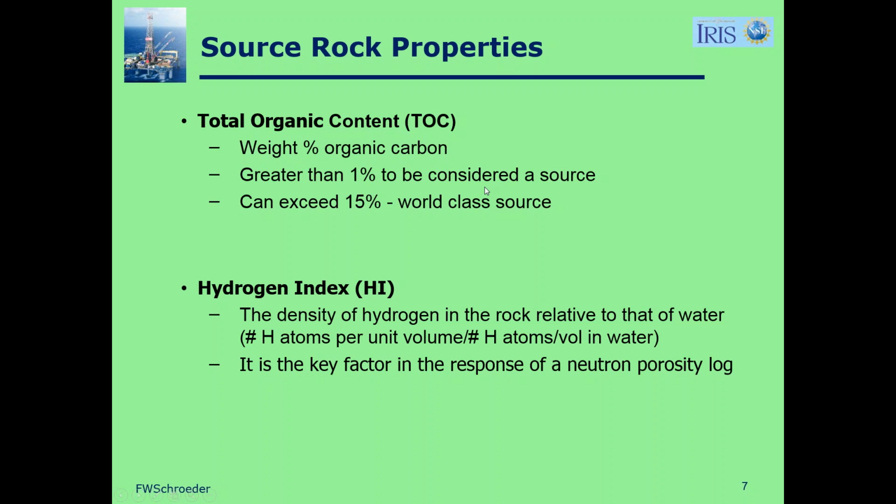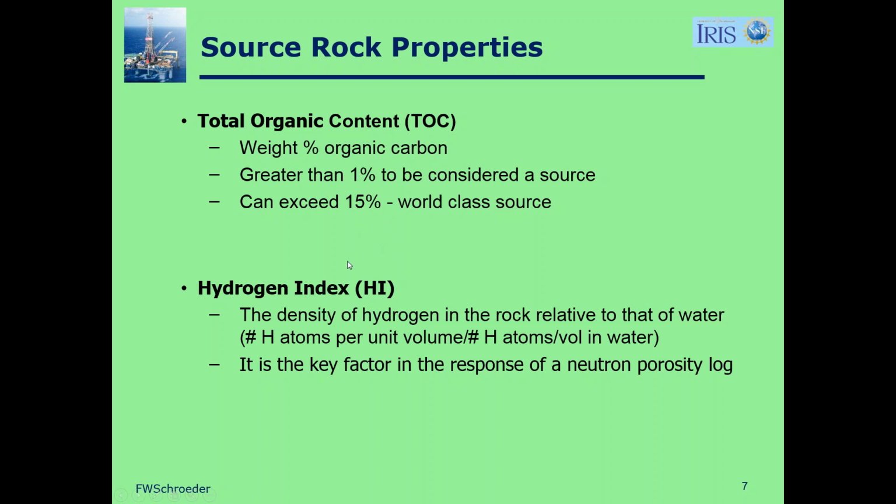1% to maybe 4 or 5%, it would be considered a lean source. 5 to 8 would be a good source. 8 to 12 would be a wonderful source. And the total organic content can get in excess of 15%. If we're talking about coals, which happens to be the primary source for Gippsland, that can get up to about 40%. So the more the organic material, the more volume of oil and gas it will generate if it reaches the right conditions.